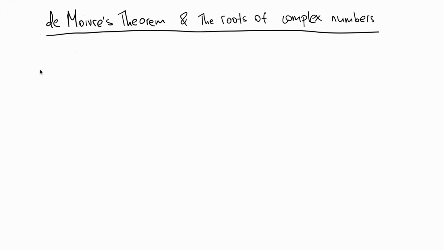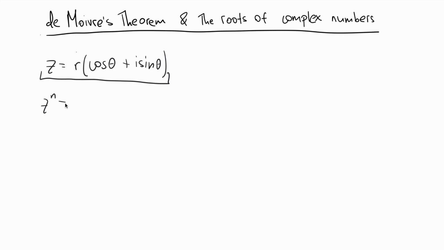Now let's start off with de Moivre's theorem. Now what is de Moivre's theorem? If we have a complex number given by z is equal to r cosine theta plus i sine theta, this is a complex number represented in the polar form. De Moivre's theorem states that if you raise your complex number to the nth power, your expression will also change in the following manner.